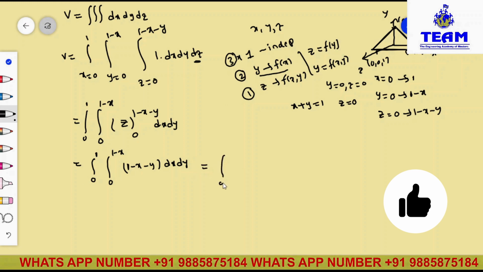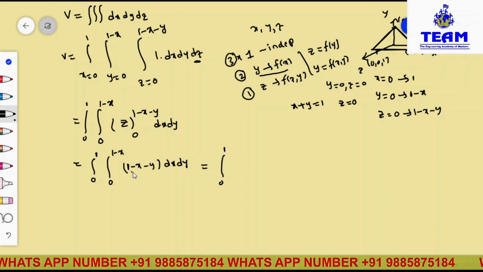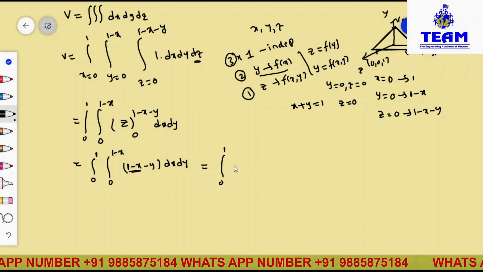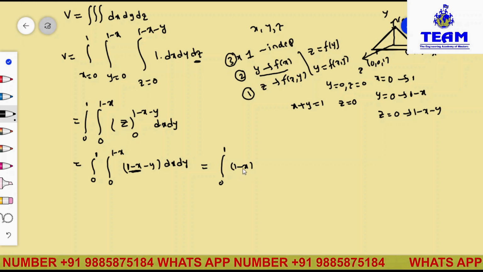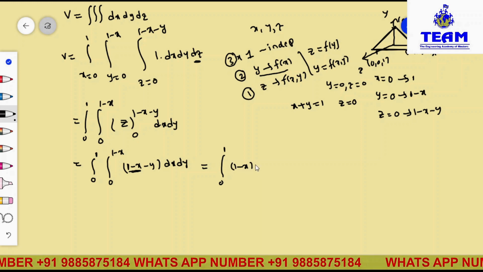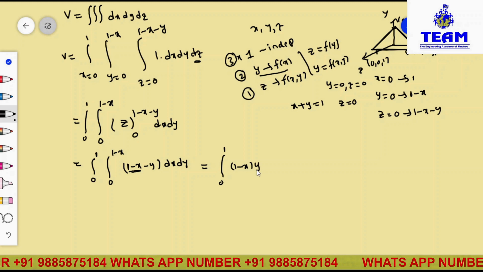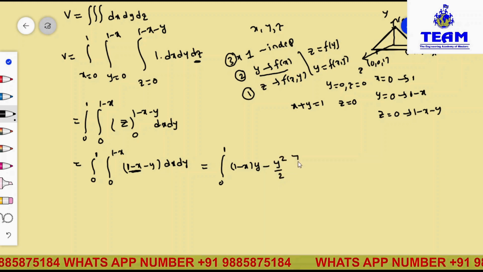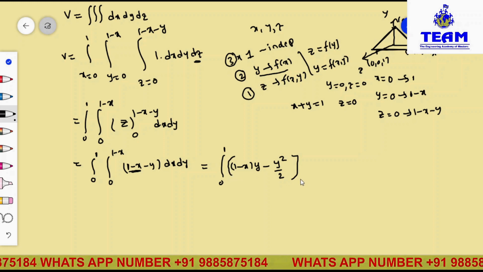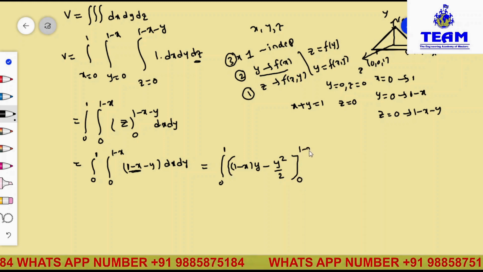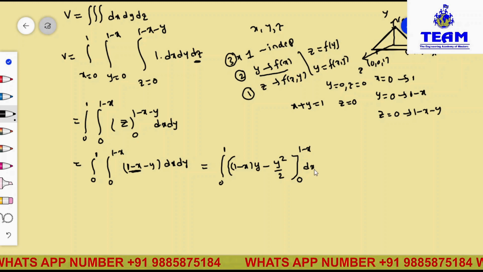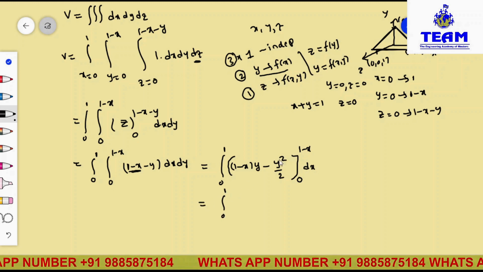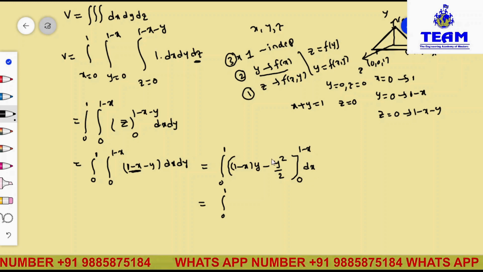Now integral from 0 to 1. Friends, you see 1 minus x does not contain a y term, so I am writing 1 minus x separately, treating it as a constant. The integration of a constant with respect to y is constant into y, minus the integration of y, which is y square by 2. The lower limit of y is 0, the upper limit is 1 minus x, and the remaining integral is from 0 to 1. Now I have to substitute the upper limit and lower limit in place of y.